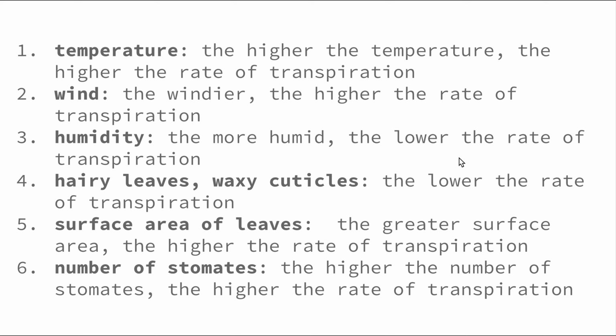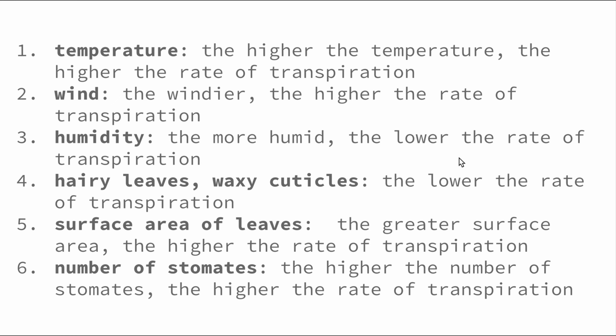The next one is wind. So the windier it is, the higher the rate of transpiration. So obviously, as the wind comes by, it removes the water particles from the surface of the leaf, allowing more water to be lost from the leaf itself. Humidity, the more humid it is, it actually lowers the rate of transpiration. So humidity is the level of moisture that's in the air. So if there's already moisture in the air, the leaf realizes that it doesn't have to undergo the process of transpiration, so transpiration rate lowers quite considerably.